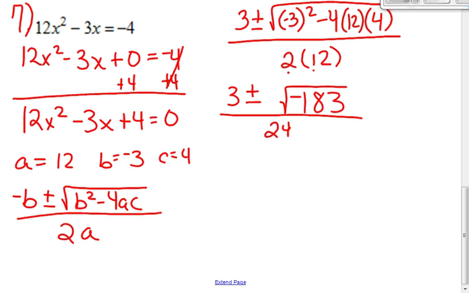Now, right out the gate, when I have a negative underneath the radical, I know no number times itself will ever give me a negative, so I know I'm dealing with imaginary numbers. To get rid of that negative there, I'm going to take out an i. So I have 3 plus or minus i, and now the square root of +183 over 24. Now I want to ask myself, can I break down 183?